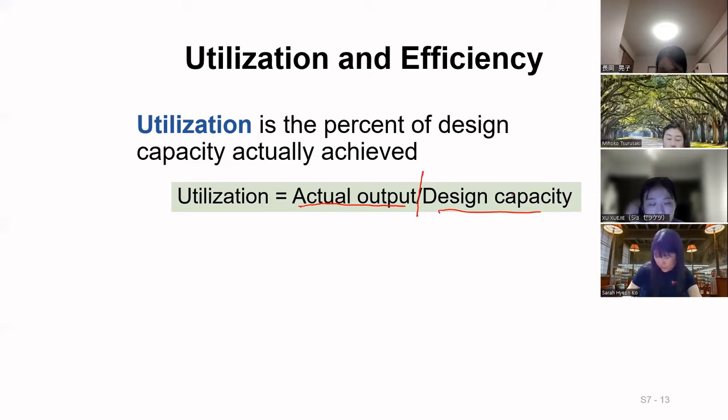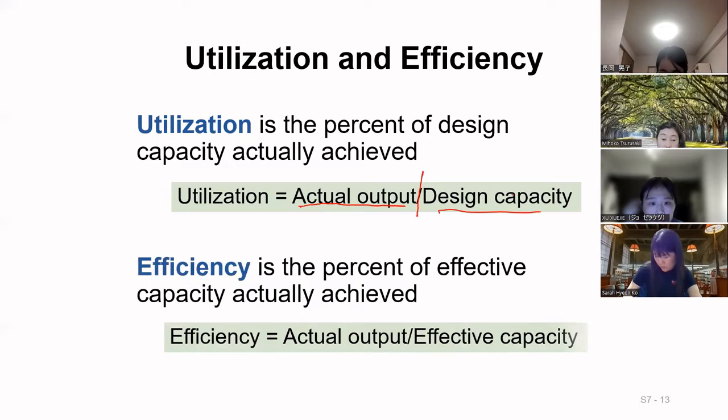Another measure we need to determine when you talk about capacity is efficiency. Efficiency is actual output over effective capacity. So this is the percent of effective capacity actually achieved, while utilization is the percent of design capacity actually achieved. So you see two different kinds of concepts: one is utilization, one is efficiency. Actually, for operations, we are more interested in efficiency. Of course, design is also important because we can increase utilization through the design capacity. But of course, we do not want the utilization to be low.